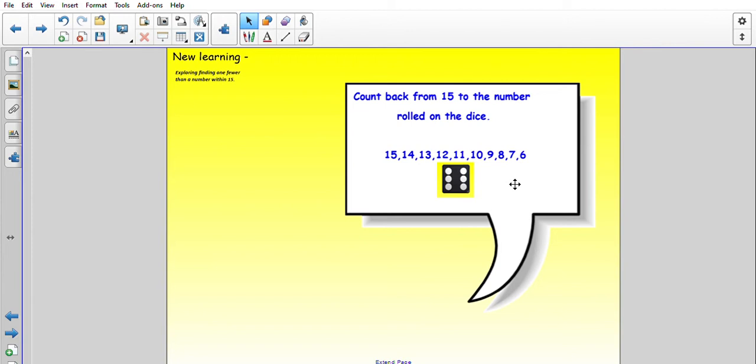So have a quick go at that, either using a dice or your number cards, and see if you can count backwards. If you're having a problem remembering the numbers in order, which can be tricky, then use your number line to help you. You can put your finger on your number line and it will help you to count backwards.